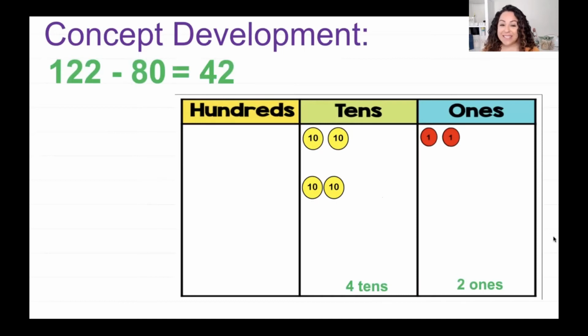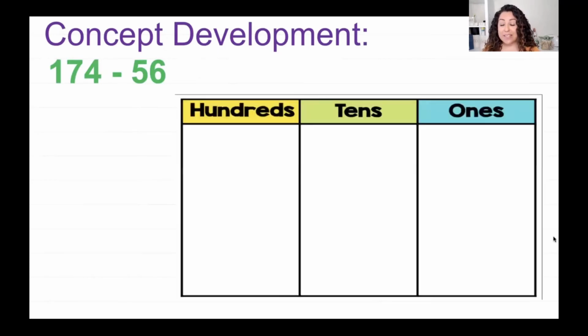All right, let's go ahead and try this again with our next problem. And I want you to take out your place value mat and your place value chips, and I want you to work this problem with me. Okay, so my next problem is 174 take away 56. So what is the first thing we're going to do? We're going to take out our place value mat. So if you don't have one of these, remember, you can get your whiteboard and just write HTO, or hundreds, tens, and ones, and you have a place value mat.